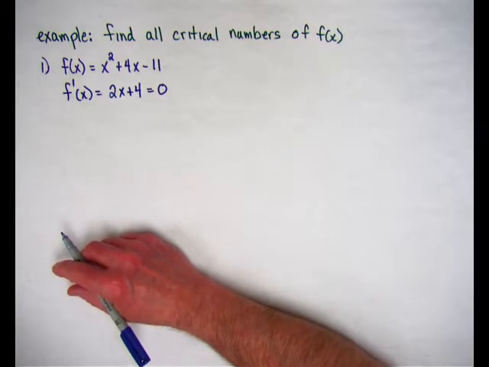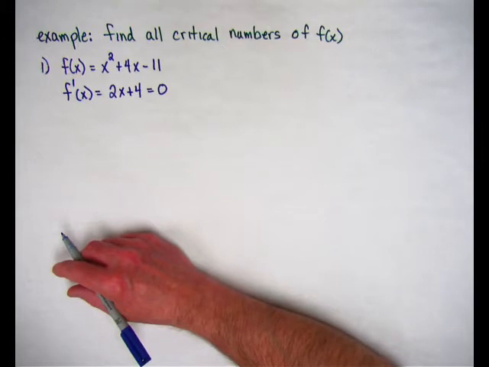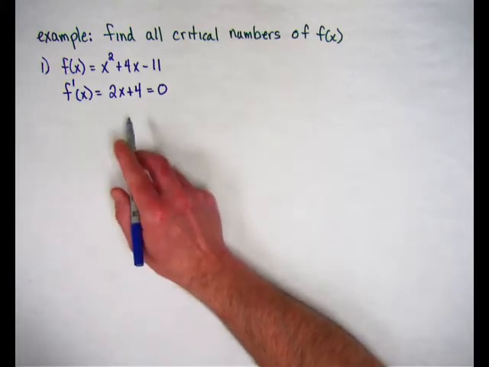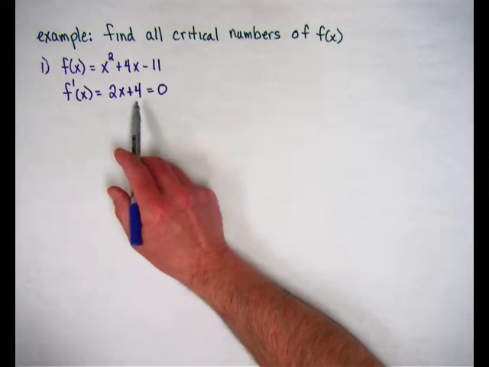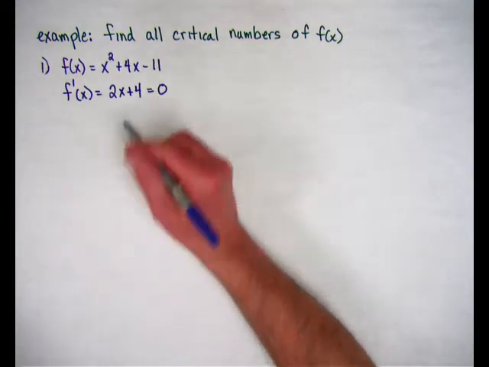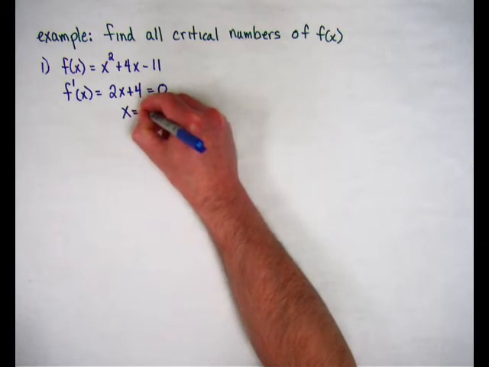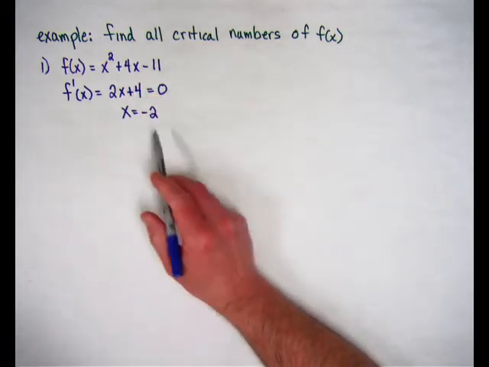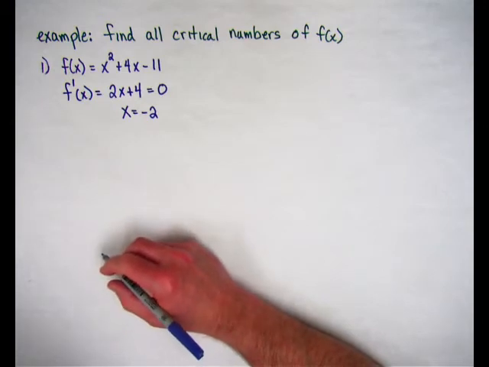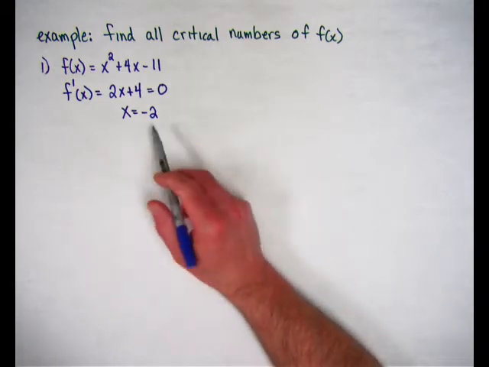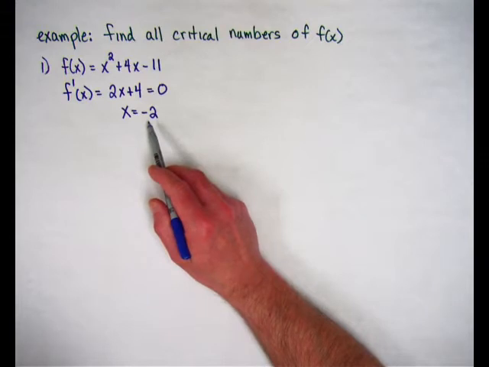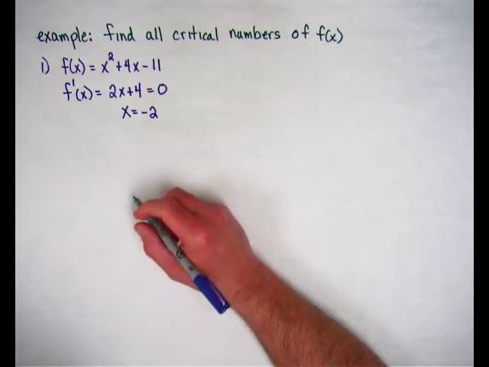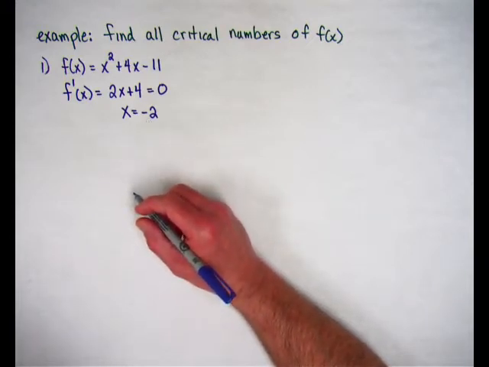So one of the skills you're going to have to develop and become good at is not only taking a derivative, but once you've got the derivative, you're often going to be asked to solve an equation. In this case, the equation is pretty simple. It's linear, so we would just move the 4 over and divide by 2. So we're going to get x equals minus 2. x equals minus 2 is called a critical number. What that means is, at that point, x equals minus 2, we're probably going to have a relative extrema.